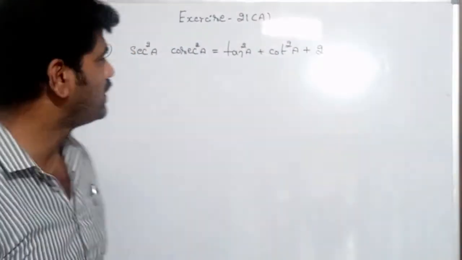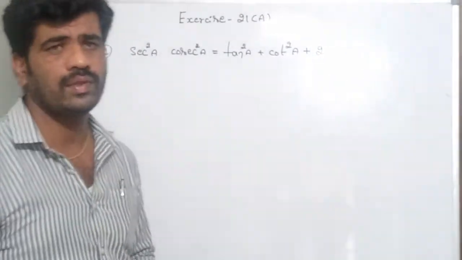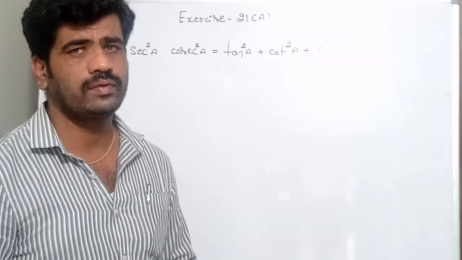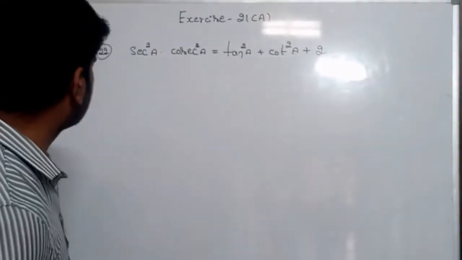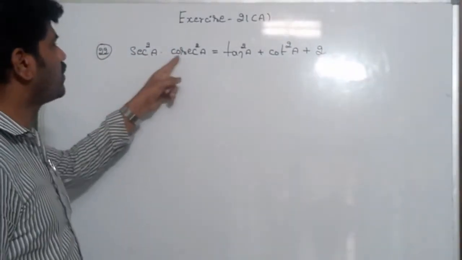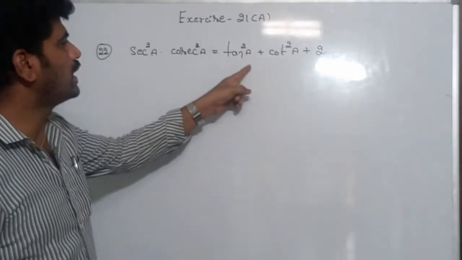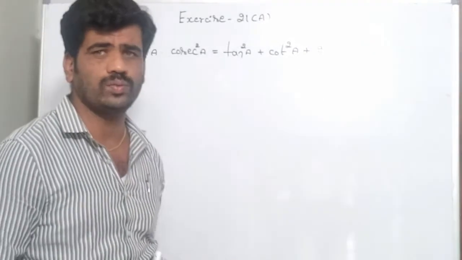In our last class, we discussed exercise 21A, problems number 14 to 21. In this class, we are discussing the remaining problems. Our next problem is the 22nd: secant square A into cosecant square A is equal to tan square A plus cot square A plus 2.